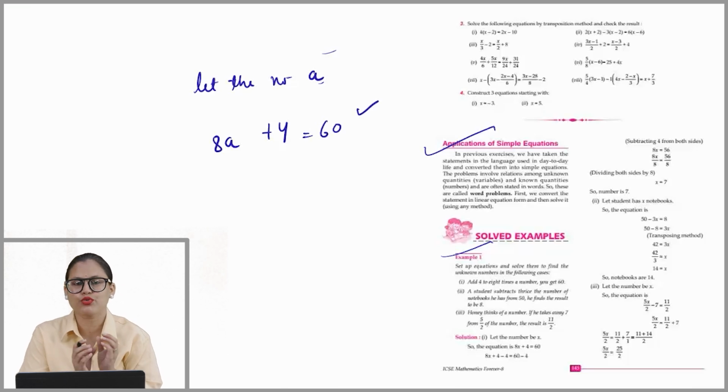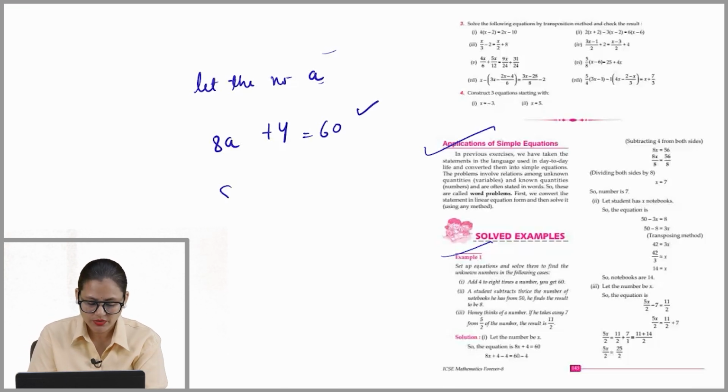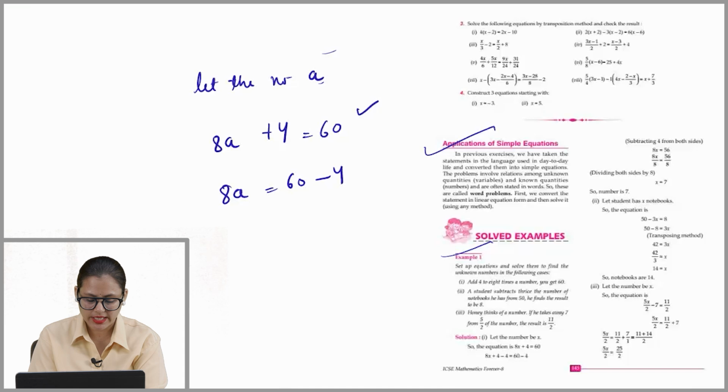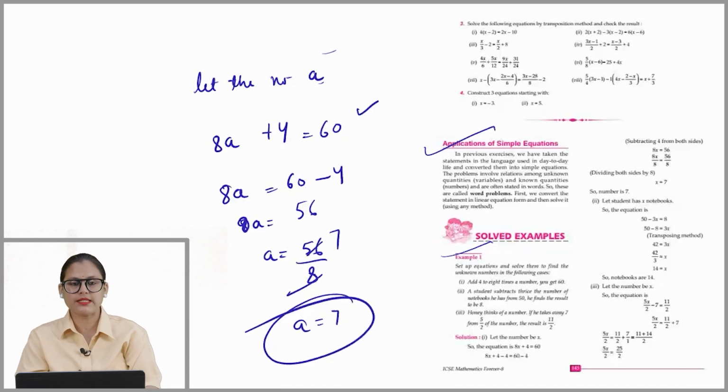Now it's time to solve this equation. Okay, so here we will use the method of transposition. 60 minus 4. 8A is equal to 56 and A is equal to 56 by 8, which is 7. So the value of A is what? 7. That means that the number is 7.